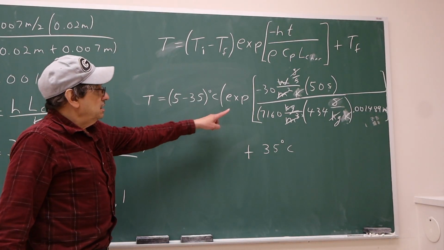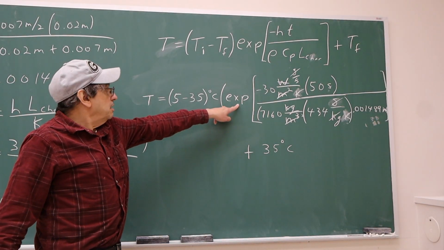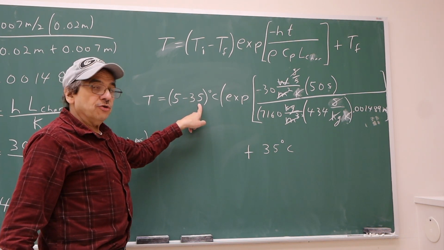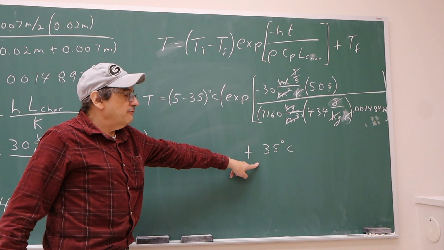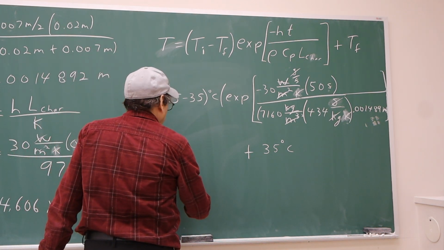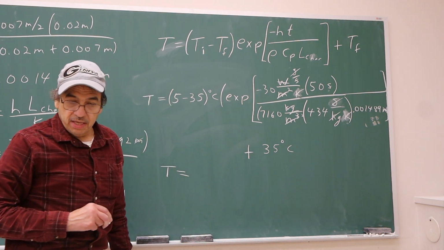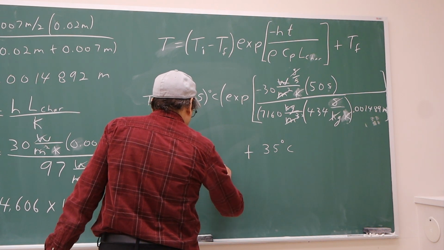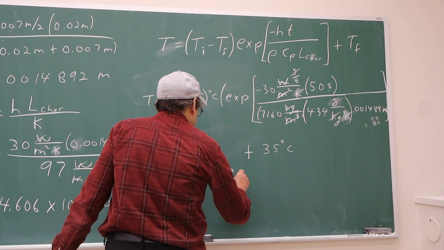Now when I put this into my calculator, multiply by this difference, which is going to be negative 30, added to 35, I got the temperature after 50 seconds to be 13.3 degrees Celsius, like this.